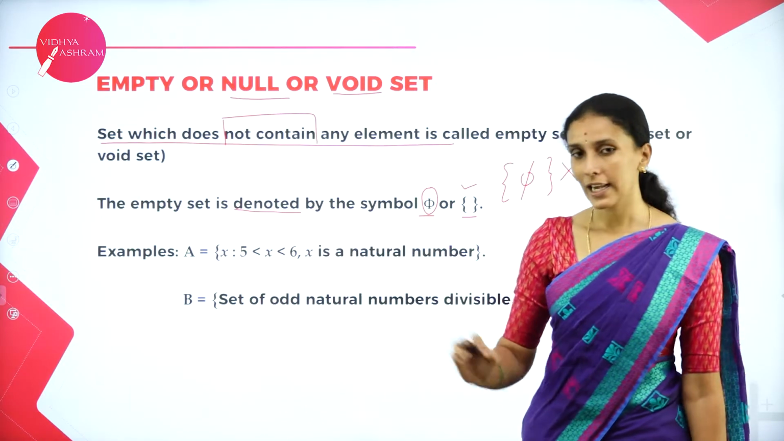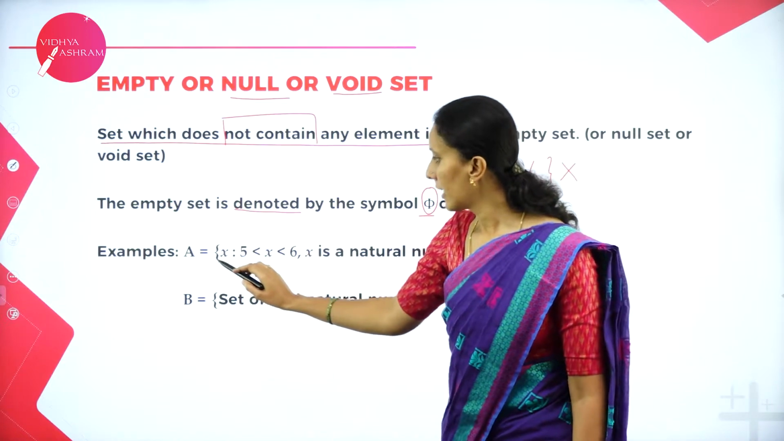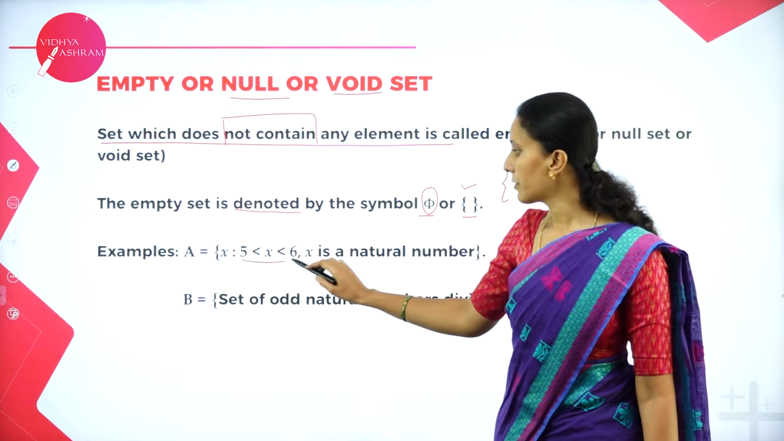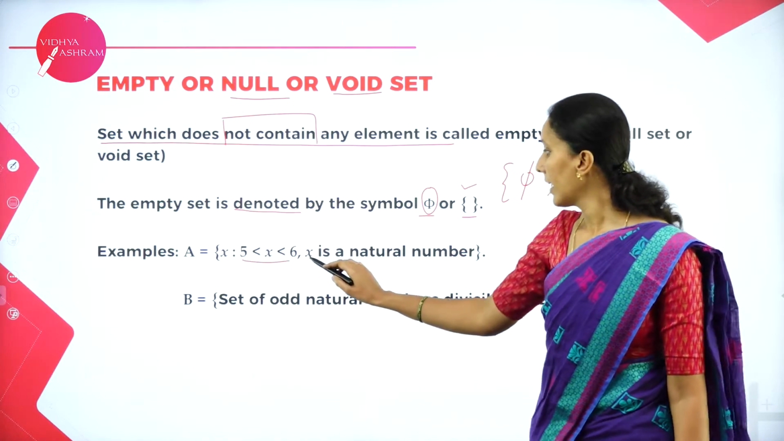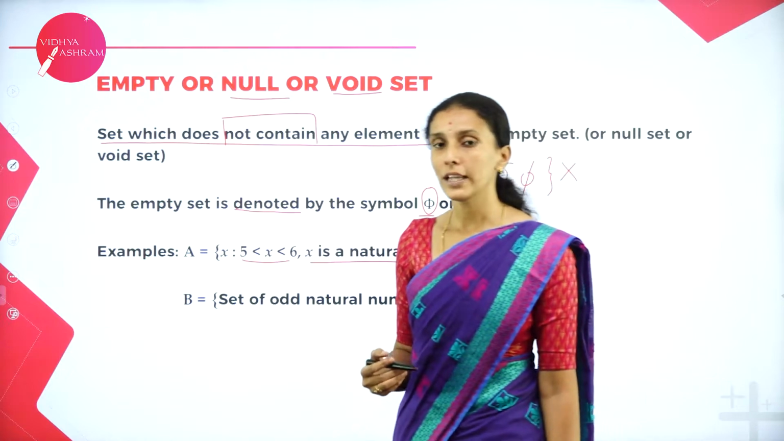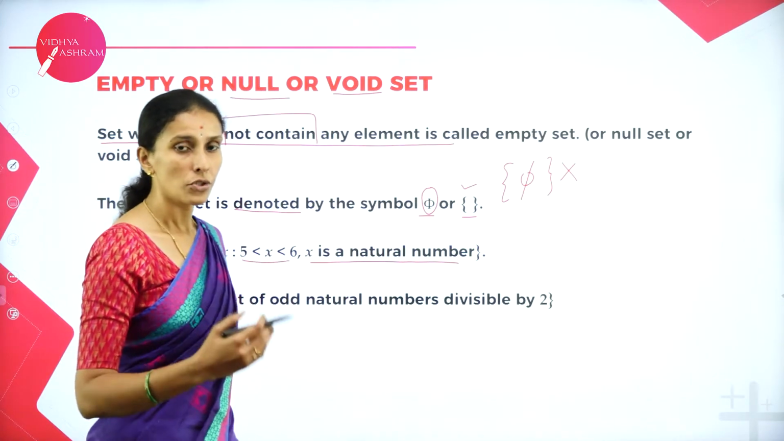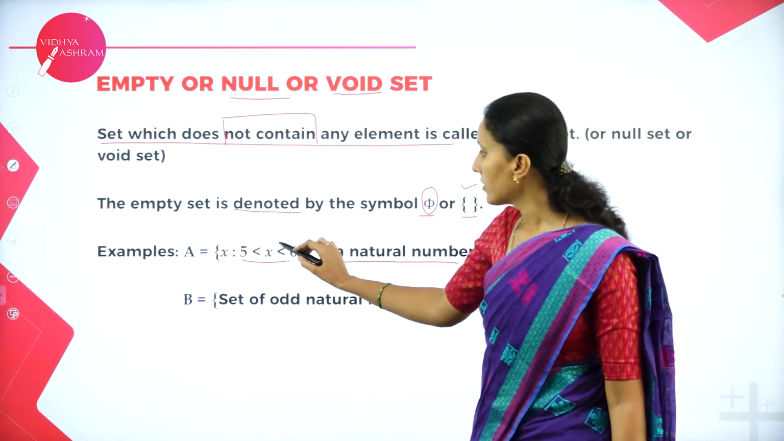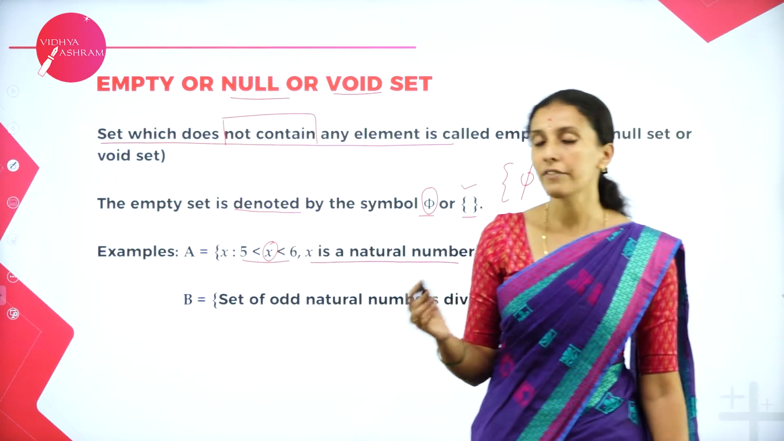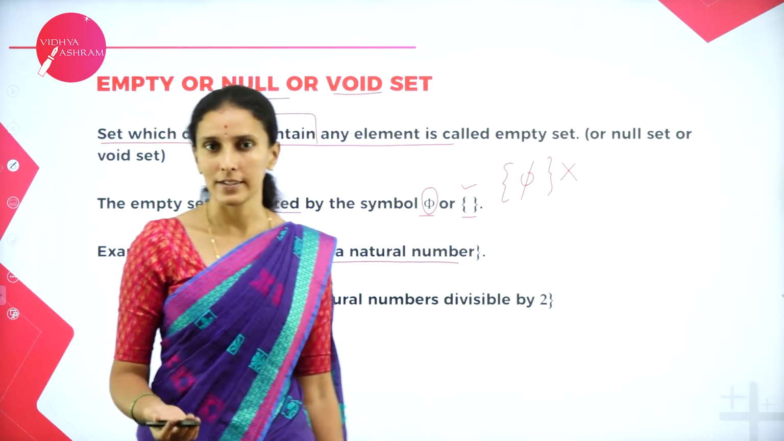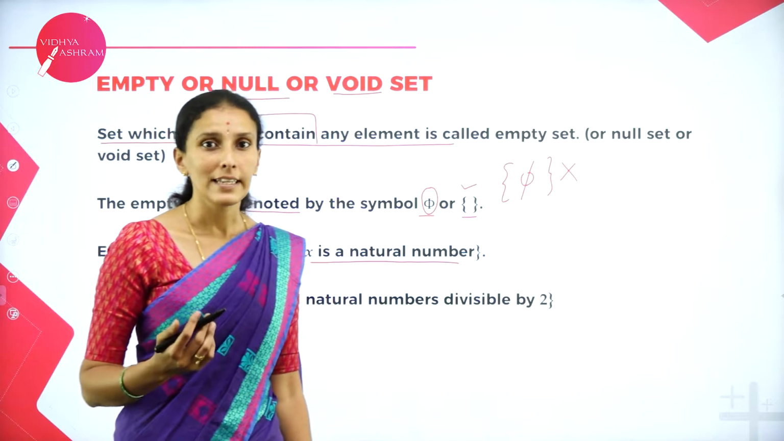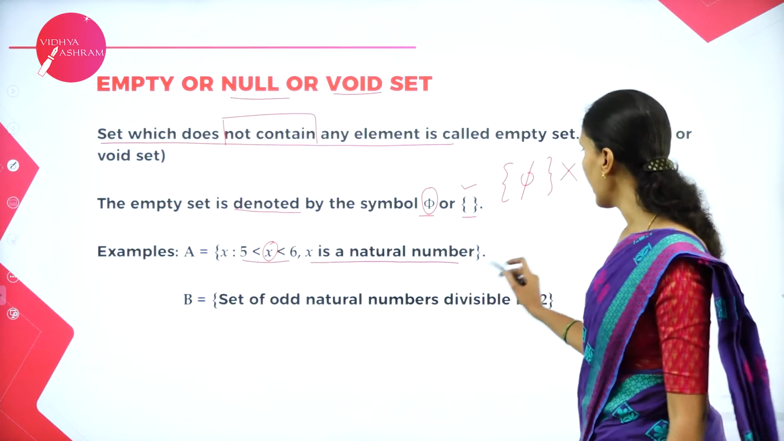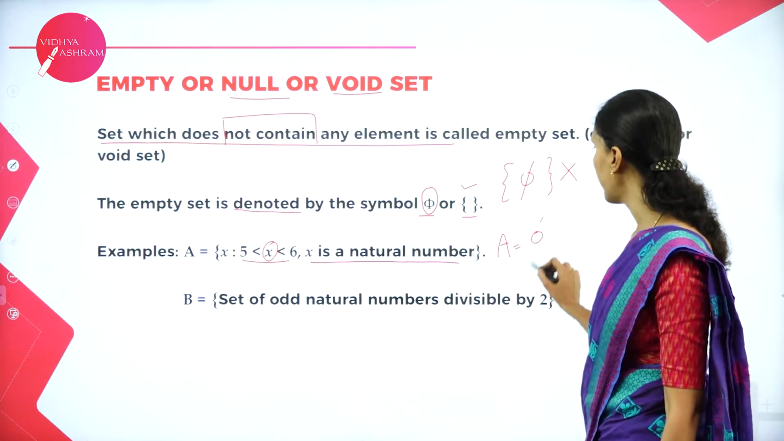Now we have taken an example. A contains all those elements x such that x lies between 5 and 6 and x is a natural number. We know that natural numbers start from 1, 2, 3, 4, 5, 6, 7, etc. But we do not find any natural numbers between 5 and 6. After 5, you have 6. But in between, you can't see any natural numbers between 5 and 6. So therefore, I can write this set A as empty.